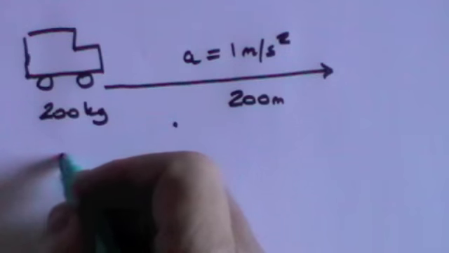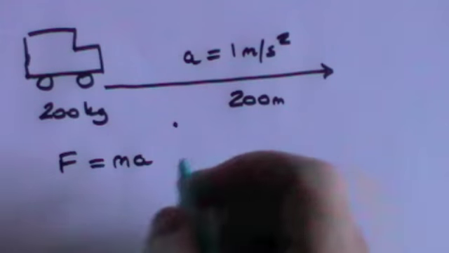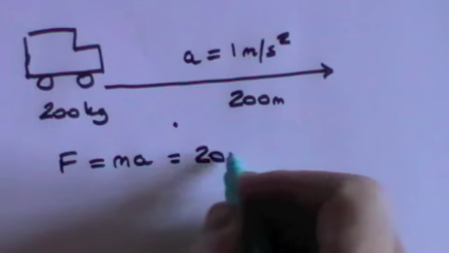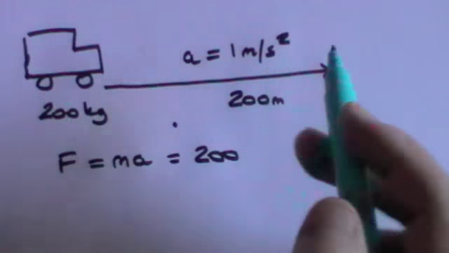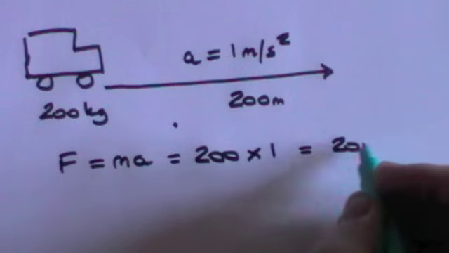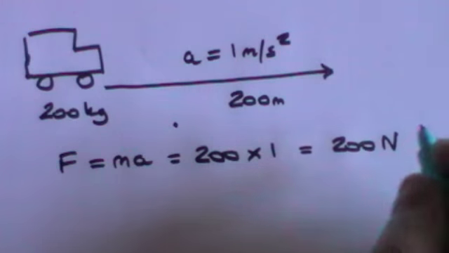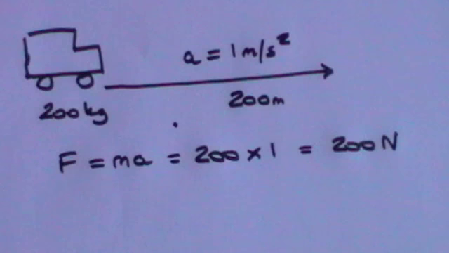Well, force, we remember, Newton's second law, is mass times acceleration. Mass is 200 kilograms, acceleration is 1 meter per second squared, so that's going to give us 200, and the units of force are newtons. So the driving force of the car, effectively the force provided by the engine, is 200 newtons. We're forgetting about air resistance and friction for all of this.